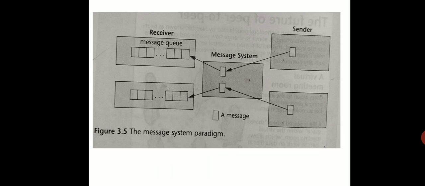Senders deposit their messages to the message system. See, the message system in the middle is a middleware. So senders deposit their messages with the message system, and this message system sends the messages to the receiver. It will deposit the messages to the message queue of a receiver, and the receiver will extract the messages from the message queue.